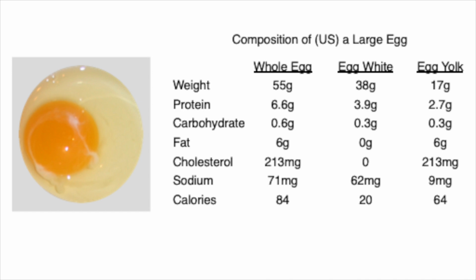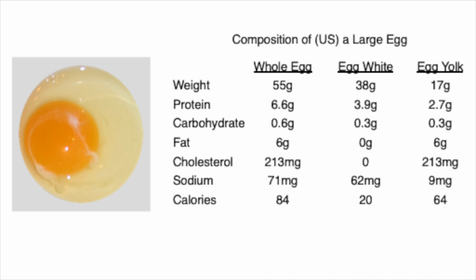To make sense of what's going on with our egg as we cook it, we need to think about what is in our egg to begin with. What chemicals are there? What molecules are there that are causing this to happen? So just looking at the composition of an egg, right? We have the egg white, the egg yolk, and the whole egg.